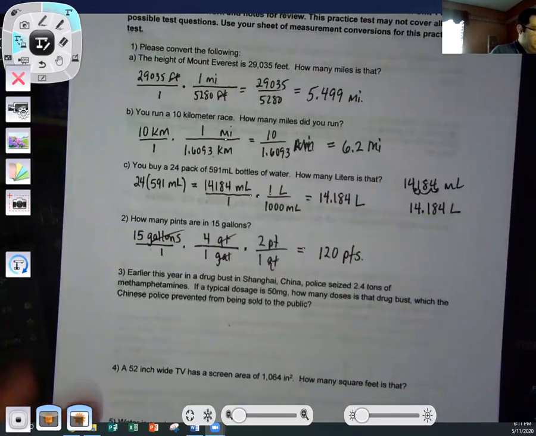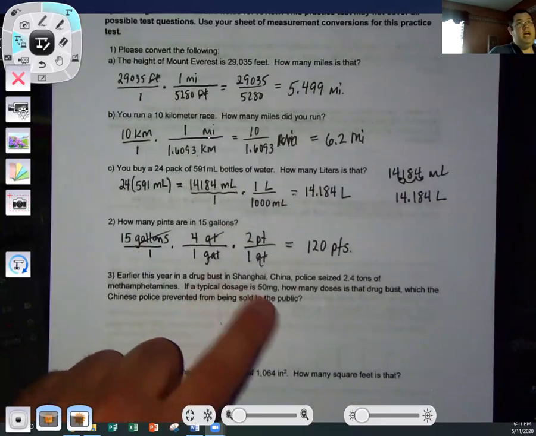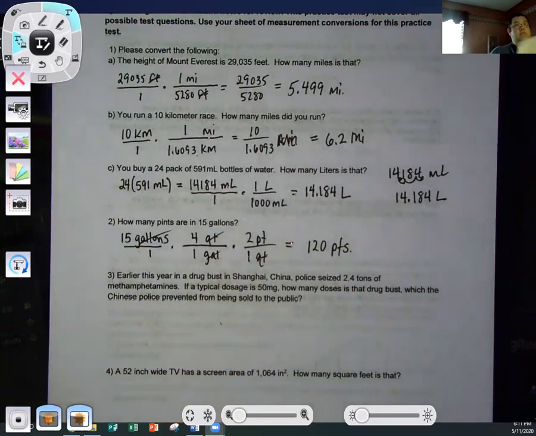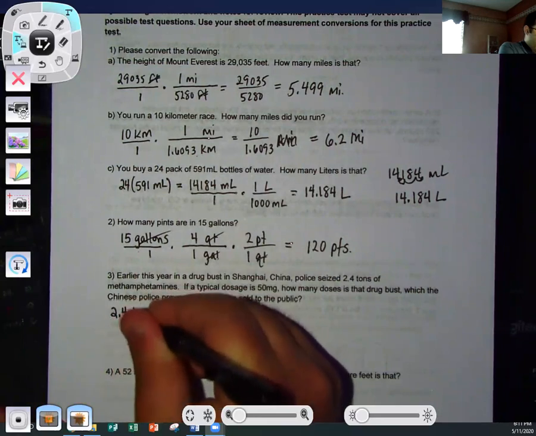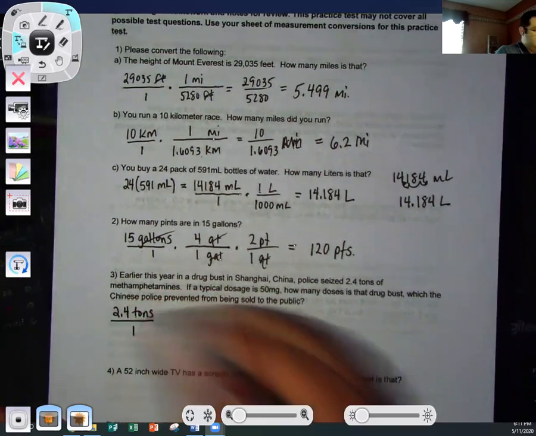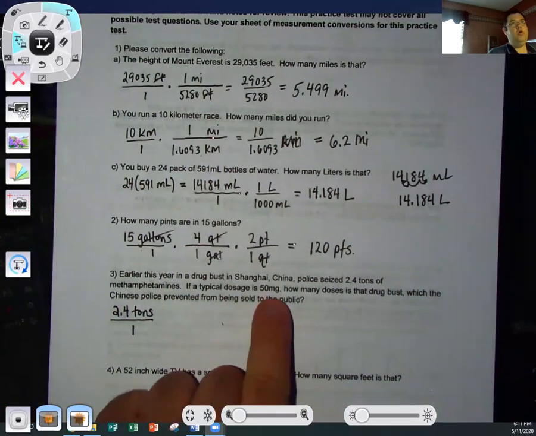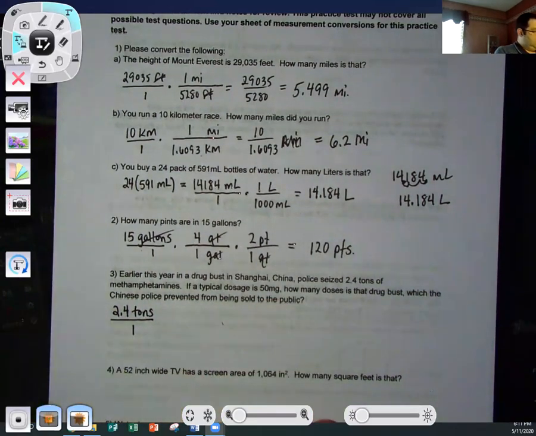All right, so next up. Now we're talking about a drug bust in Shanghai. Police seized 2.4 tons of methamphetamines. If a typical dosage is 50 milligrams, how many doses is that drug bust, which the Chinese police prevented from being sold to the public? Notice that we start with 2.4 tons, and we want to go to milligrams. So what we're going to have to do here is go from tons to pounds to kilograms to milligrams.